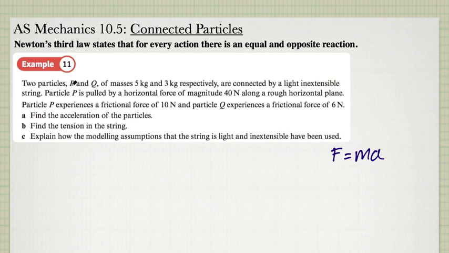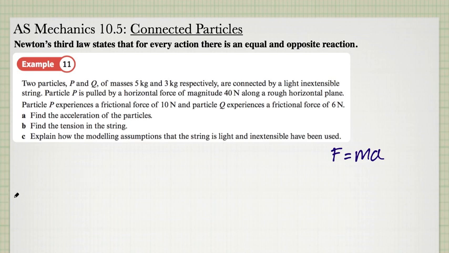We have two particles, P and Q, of masses 5 kilograms and 3 kilograms respectively, connected by a light inextensible string, which means that that string will not extend. It's not bungee. It's like a solid thing once it's in tension. Particle P is pulled by a horizontal force of magnitude 40 newtons along a rough horizontal plane.